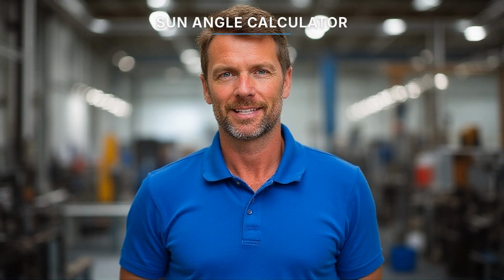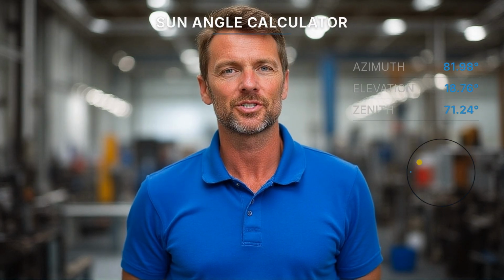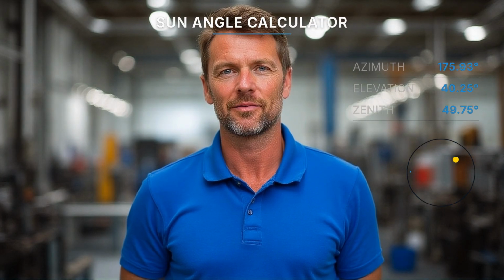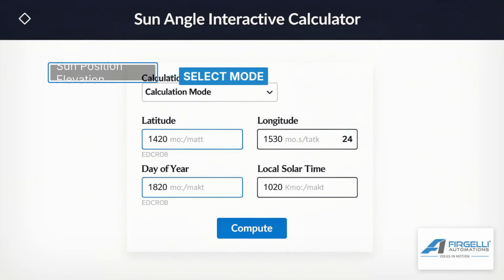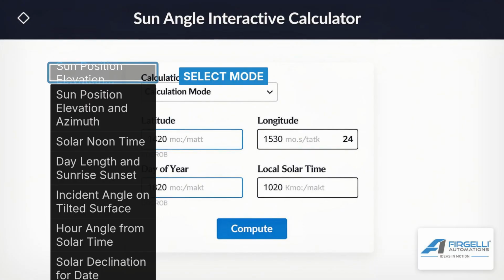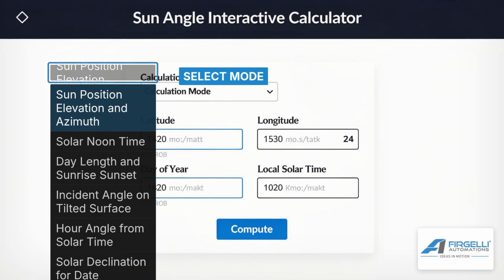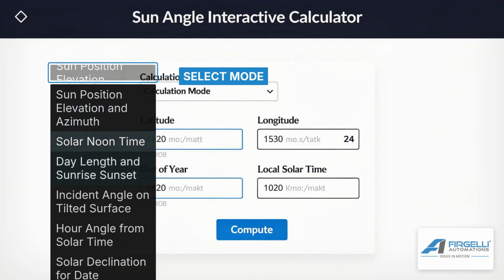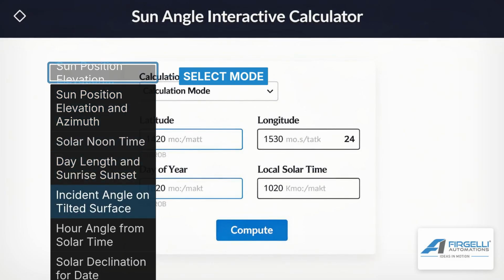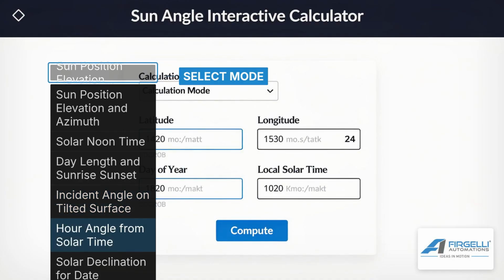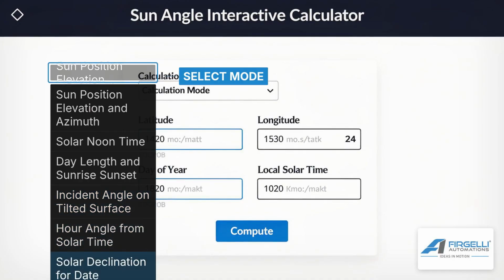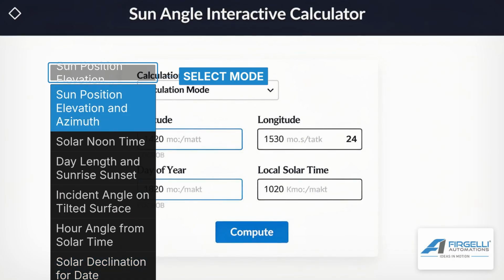The Sun Angle Interactive Calculator determines solar positioning data for any location and time of year. Let's explore the input fields. First, select your calculation mode from 6 options: sun position, elevation and azimuth, solar noontime, day length and sunrise sunset, incident angle on tilted surface, hour angle from solar time, or solar declination for date. We'll use sun position for this demonstration.